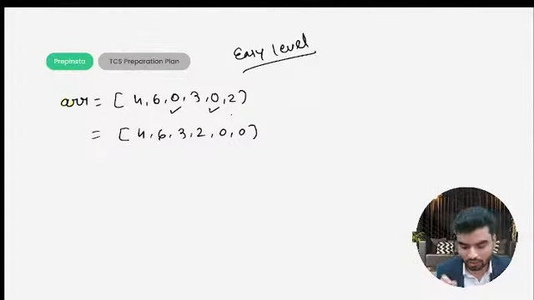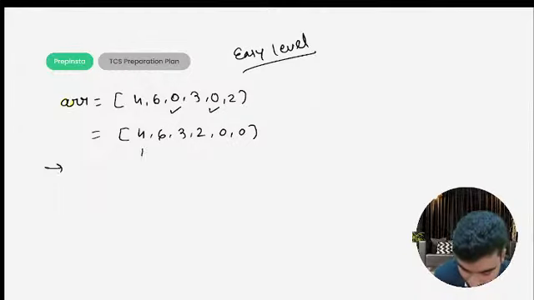Cool. So one approach, somebody suggested, can be bubble sort. Yes, it can be, but bubble sort has a time complexity of O(n squared), which is very high. So we need an optimal solution. What can it be? I'll take a pointer right here, and I'll compare this value.